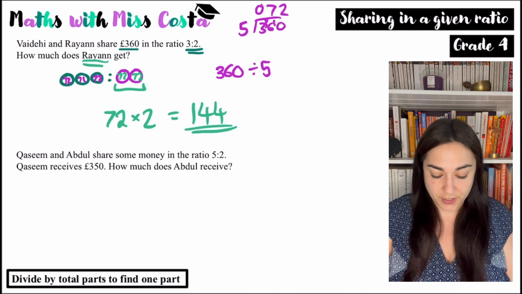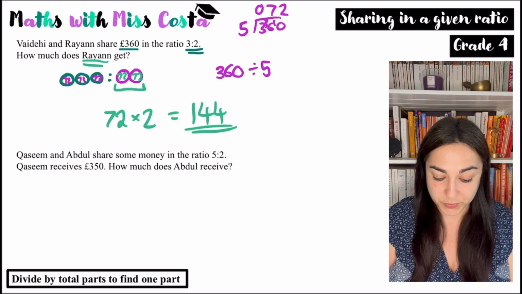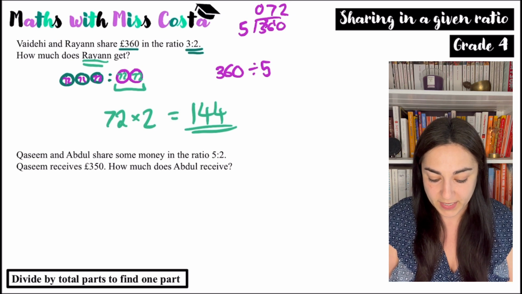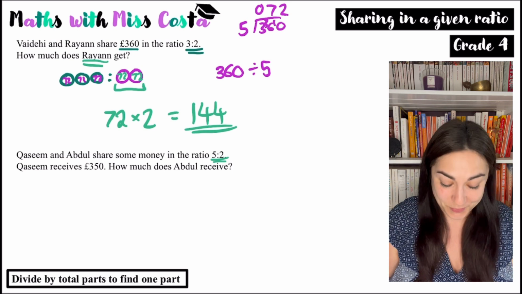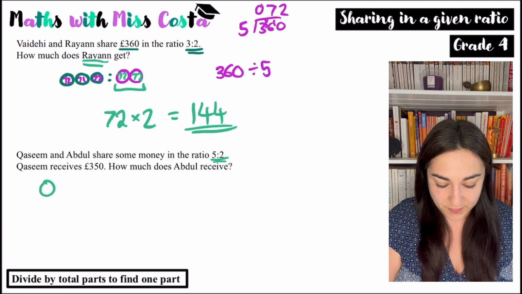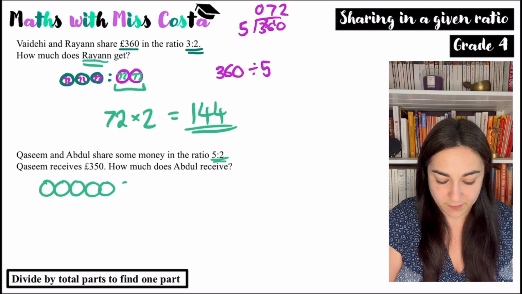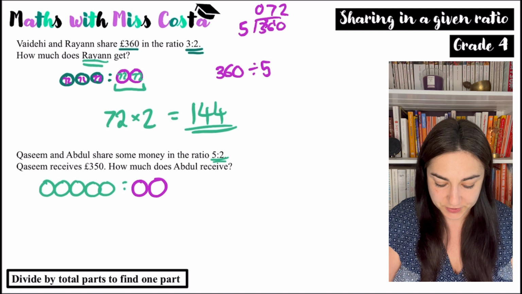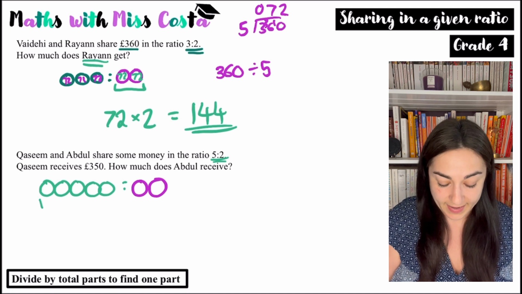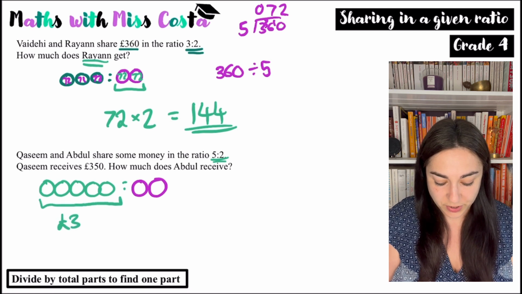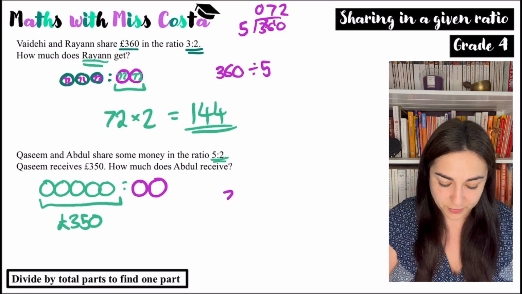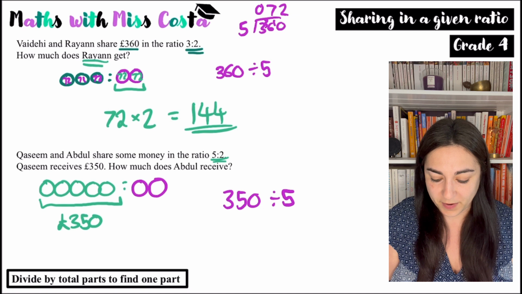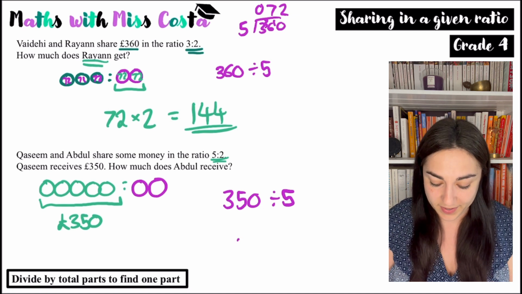For the next question, I'm told that Kasim and Abdul share some money in the ratio 5 to 2. Now this question's a little bit trickier because you're not dividing a whole into parts. You are using some knowledge that you've been given. So you know that Kasim gets 1, 2, 3, 4, 5 parts and Abdul gets 2 parts. And I know that everything that Kasim has got is equal to £350. Now Kasim gets 5 parts. So if I do 350 divided by 5, that will tell me what one part is worth.